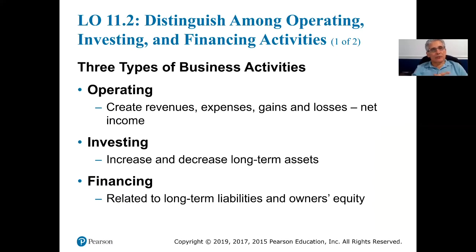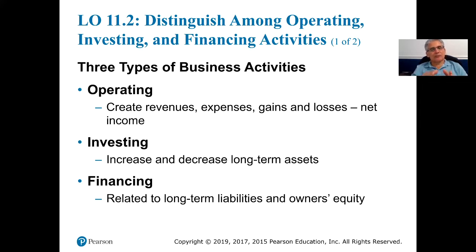Learning objective number 2, there are 3 types of business activities that are identified on the statement of cash flows. We're talking about operating activities, which is about creating revenues, expenses, gains, and losses, which really results in the bottom line net income. So operating activities is related to net income.